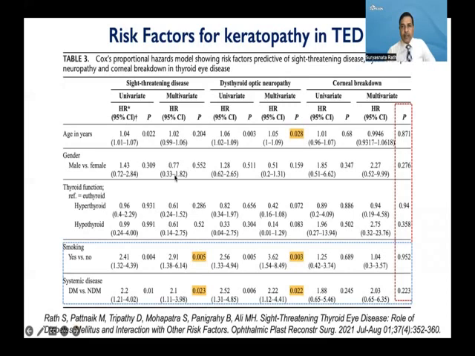Risk factors for keratopathy have been elusive, and our own experience with 202 patients showed that while smoking, systemic disease of diabetes mellitus, and older age were clear risk factors for DON, none of them were significant for corneal breakdown.